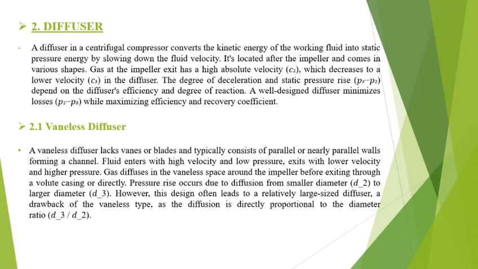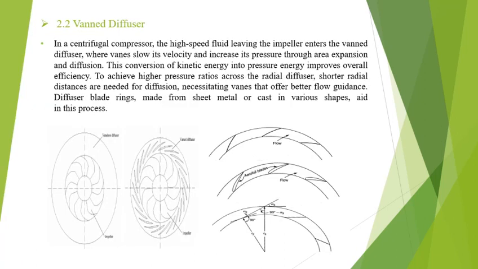A drawback of the vaneless type is that the diffusion is directly proportional to the diameter ratio D3 by D2. Next, the vaned diffuser. In a centrifugal compressor, the high-speed fluid leaving the impeller enters the vaned diffuser, where it slows its velocity and increases its pressure through area expansion and diffusion.